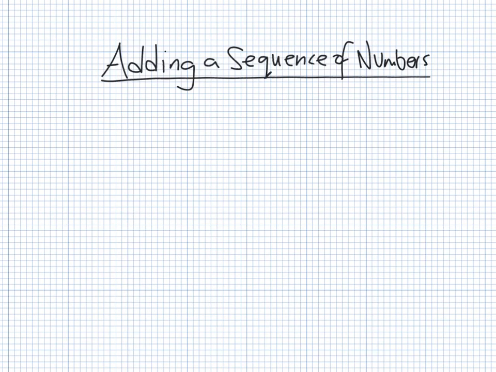And when you've got a short list, when you've got things like 1 plus 2 plus 3 plus 4, that's really quite easy to add without any difficulty. We know that 1 plus 2 plus 3 plus 4 is 10. But what about if that list of numbers is much longer?